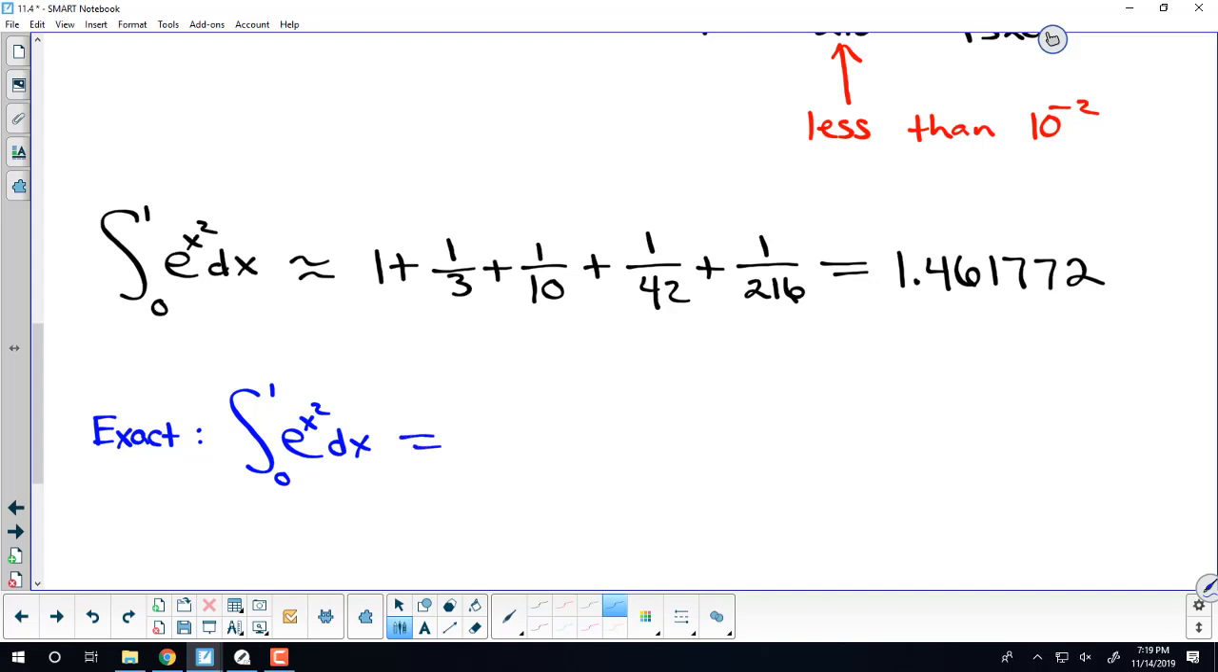And I just put this in Wolfram Alpha, I think it was. The actual value was 1.46265. So we see we're off in the 10 to the negative 3 spot.